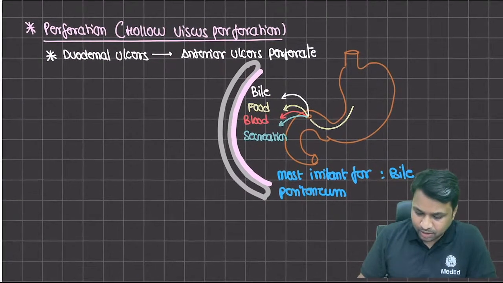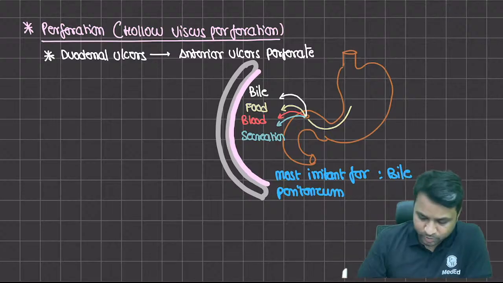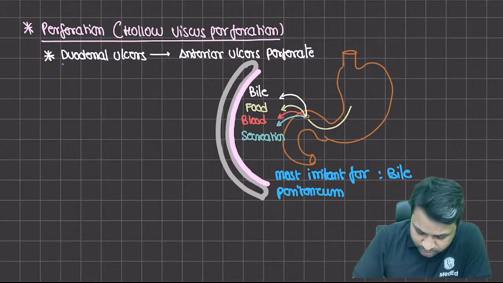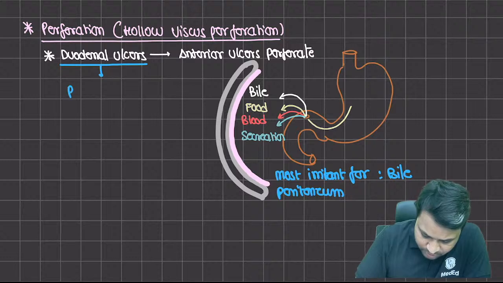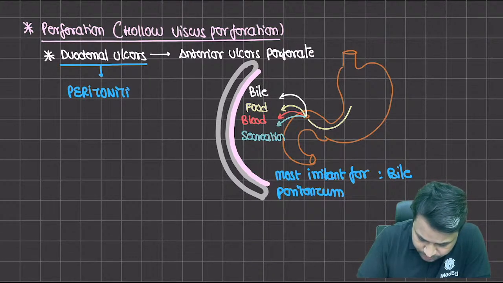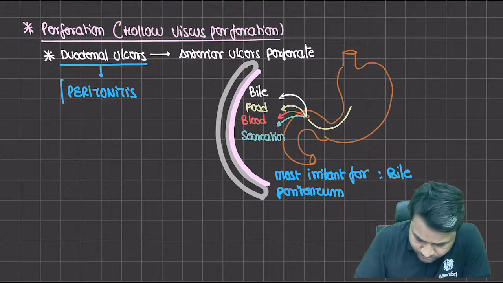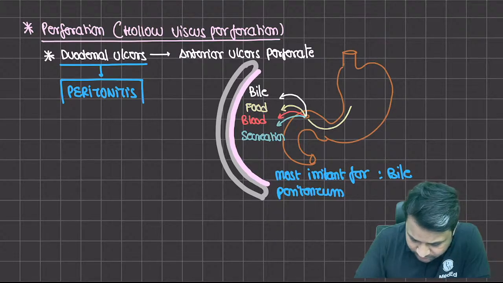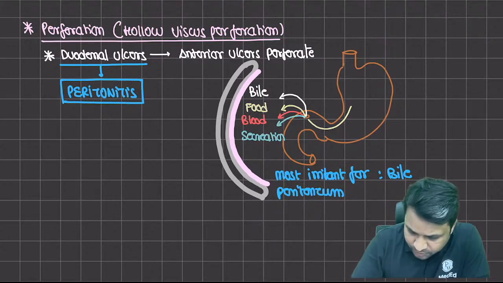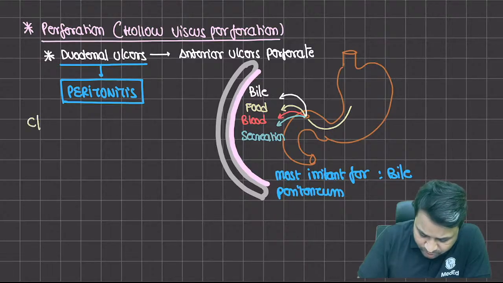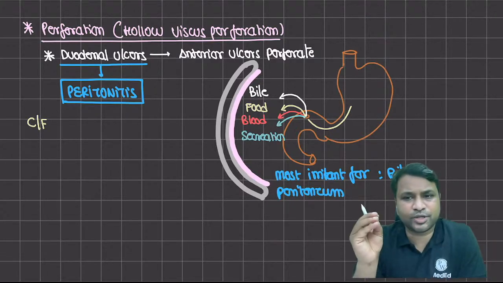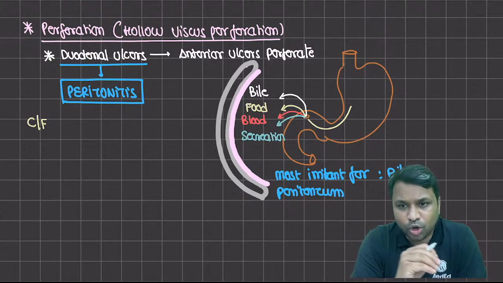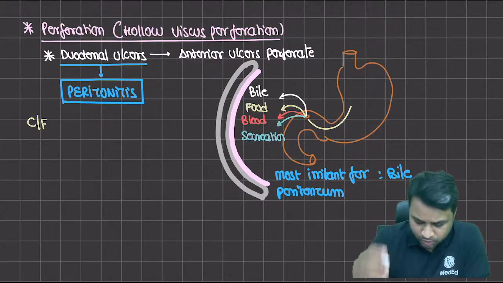Now, as the bile causes severe irritation of the peritoneal space, it will result in perforation peritonitis. This will present to you as peritonitis. Now, when you have a patient who presents with peritonitis, what are the clinical presentations? So, we talk about the clinical features of peritonitis. Itis is inflammation, so rubor, calor, dolor, tumor, all of them will be present here also, right?